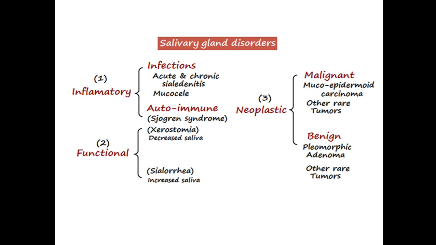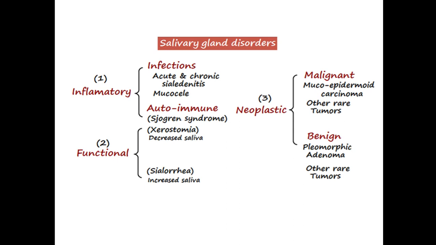Mucocele, which is a localized collection of saliva in a cavity, which results from rupture of the salivary duct, is also important. The autoimmune diseases, particularly Sjogren syndrome, in addition to other organs of the body, also target the salivary gland, particularly the parotid gland. The functional disorders of the salivary glands may be in the form of xerostomia, which means decreased production of saliva, and sialorrhea, by which we mean increased production of the saliva, and mostly these are components of a disease.